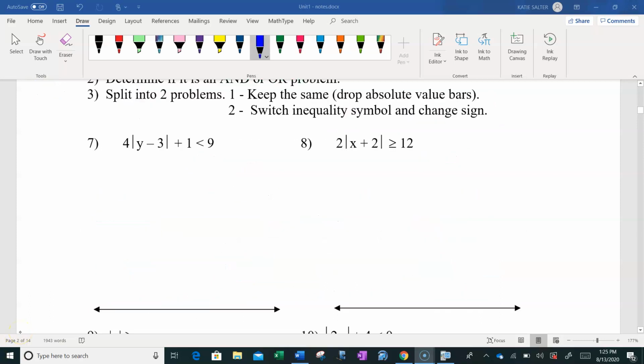All right, step 1 to solving an absolute value inequality. Make sure you isolate the absolute value.